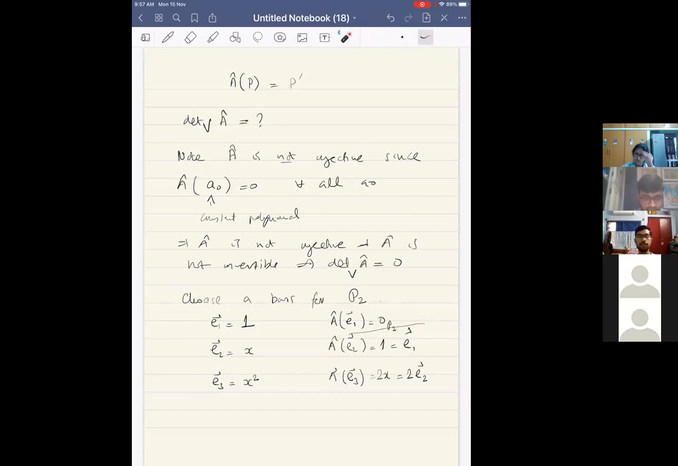A hat of E3, which is the polynomial x squared, is the polynomial 2x. That is 2 times this basis vector, so I have 2E2.